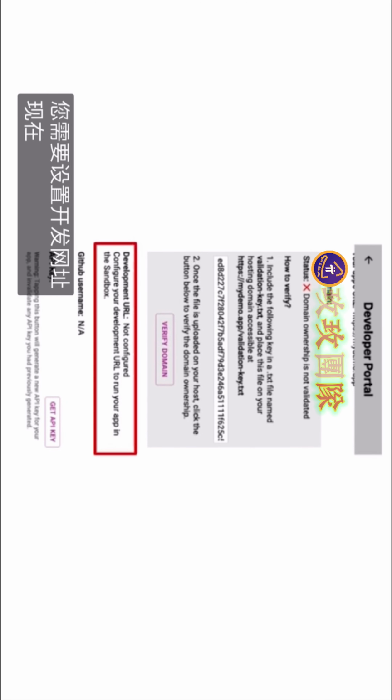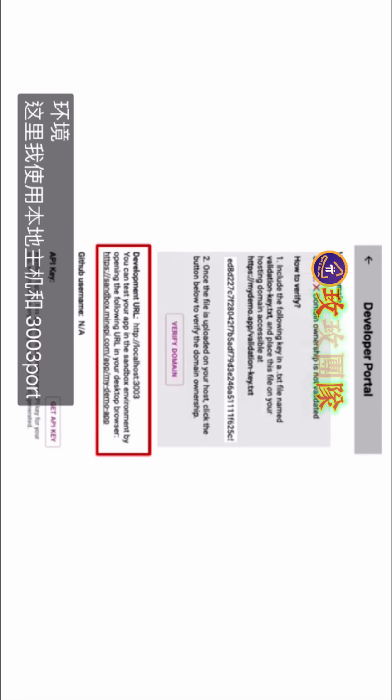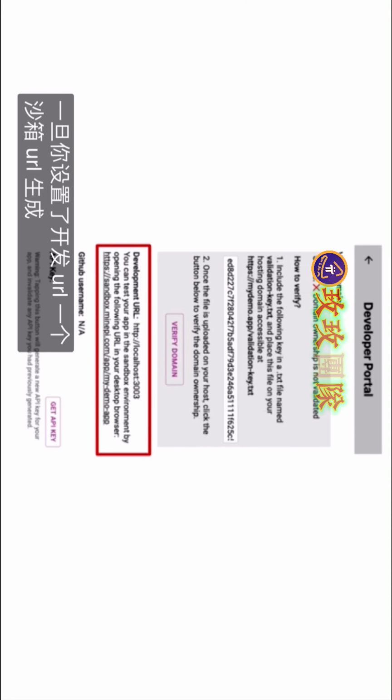Let's go to the developer portal. I'm assuming you have registered your app on the portal, as I did here. To load your app in the sandbox, you need to set the development URL. Right now it says not configured, so let's edit this. This will typically be localhost with a custom port, which depends on your development environment. Here I'm using localhost with port 3003. Once you set the development URL, a sandbox URL is generated.